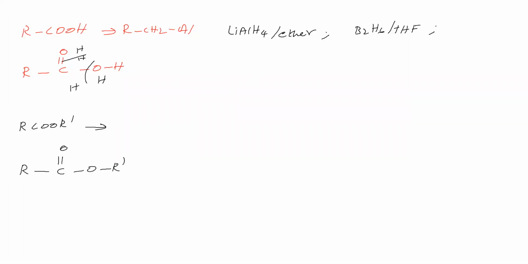Now what is here? This pi bond is breaking, here 1H, here 1H. This sigma bond is breaking, here 1H, here 1H. This is becoming RCH2OH, and this is becoming R'OH. So we are getting alcohol, two alcohols. So ester on reduction gives two alcohols like this.